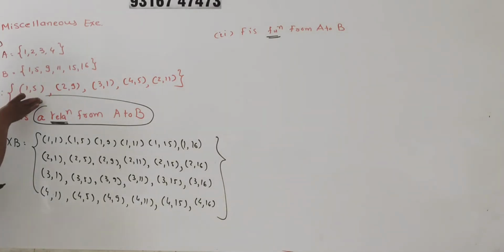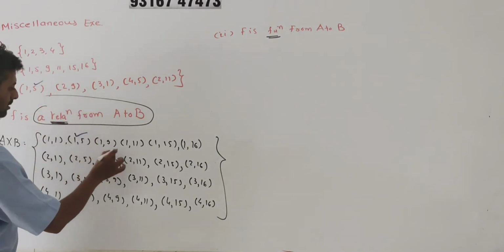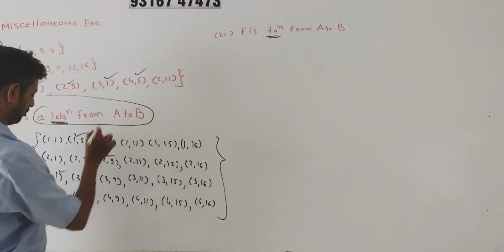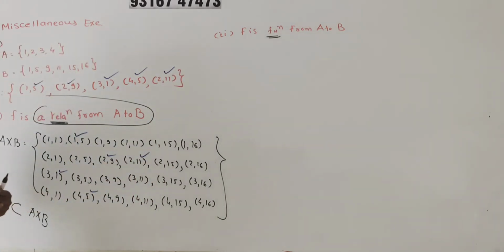If these ordered pairs form a relation, then this should always be a subset of A cross B. We are going to check whether it is a subset or not. (1, 5), (1, 5) is there. (2, 9), (2, 9) is there. (3, 1), (3, 1) is there. (4, 5), (4, 5) is there. And (2, 11), (2, 11) is there. So it is a subset of A cross B. These ordered pairs are a subset of A cross B, means they are a relation.